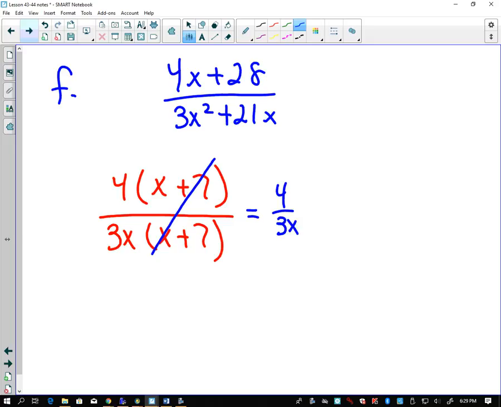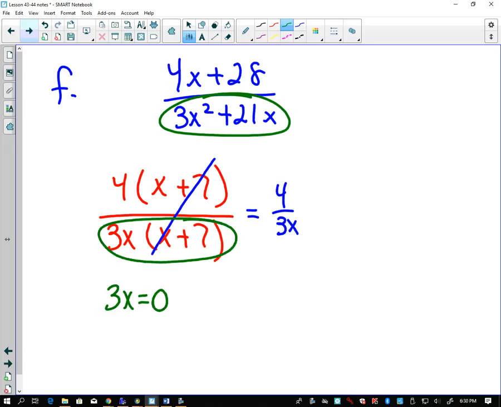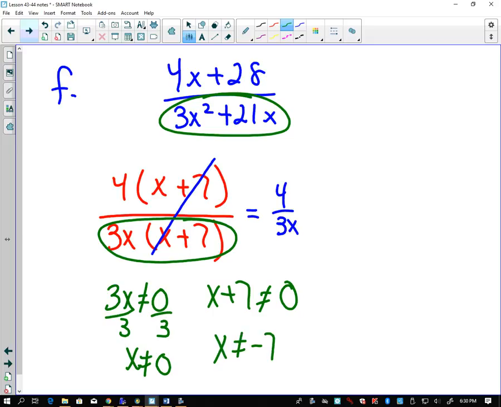Now I want to come back to my denominator and set that equal to 0, but I can actually still leave it broken up, just exactly like I see down here. So I could say 3x equals 0 and x plus 7 equals 0. We'll divide by 3, so x can't equal 0, and x can't equal negative 7. And I could go ahead and try that out.